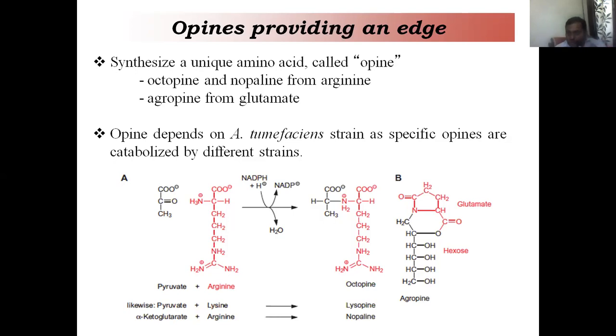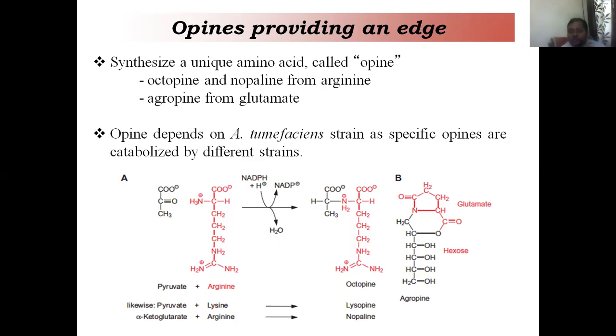Because the genes required for opine synthesis and catabolism are present in the Ti plasmid and tDNA, opine acts as the carbon and nitrogen source for the Agrobacterium to keep growing. There are different kinds of opines: octopine and nopaline from arginine, and agropine from glutamate. Each Agrobacterium strain has the catabolism gene for the specific kind of opine that it synthesizes. Whatever opine is synthesized by the Agrobacterium, the same Agrobacterium has the gene for catabolizing it.